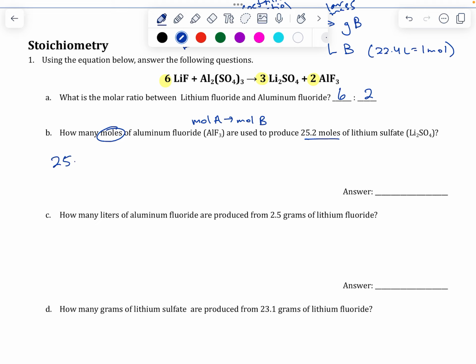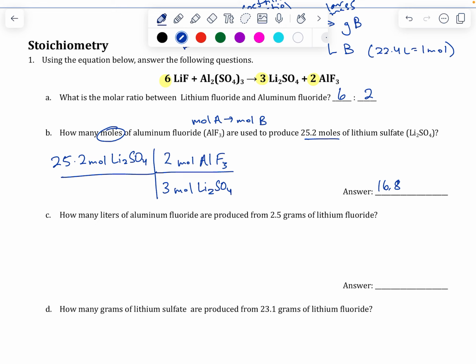So that's 25.2 moles of our lithium sulfate is going to go here, moles of lithium sulfate to moles of aluminum fluoride, and we use our balanced equation here. So lithium sulfate I see has a coefficient of 3, so it's 3 of these for every 2 of these, and now we go to work, and your answer should be 16.8 moles of aluminum fluoride.